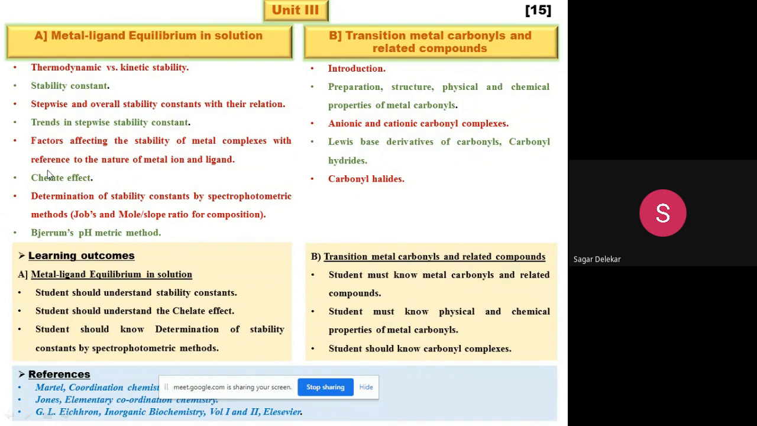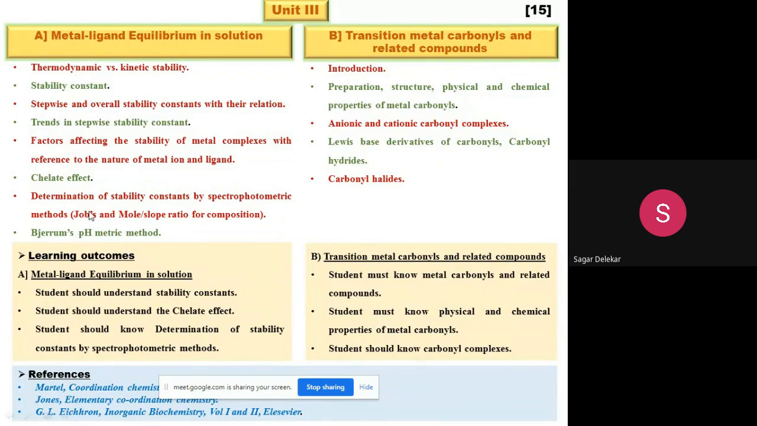So in the chelate effect, you want to consider chelate versus non-chelate. The second thing is the number of chelate rings involved, and the third important thing is the number of atoms involved in the chelate ring. Along with that, one can also focus on steric hindrance, which also affects the bond strength or bond energy in a complex.